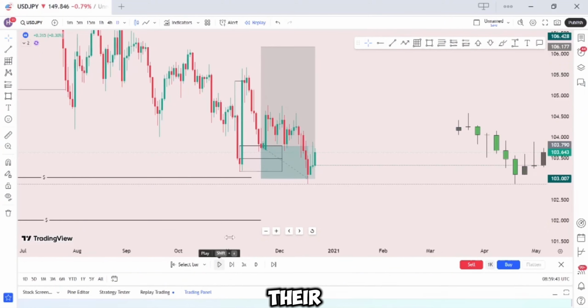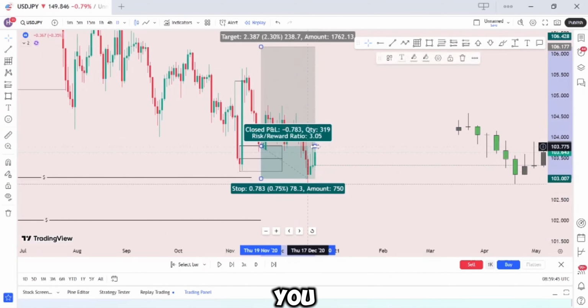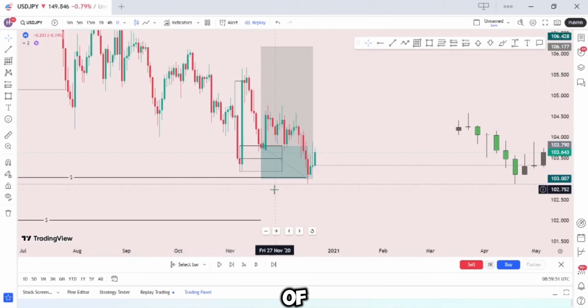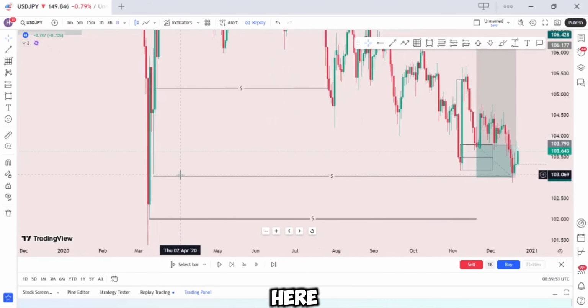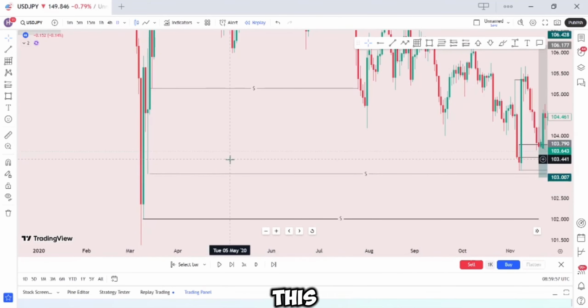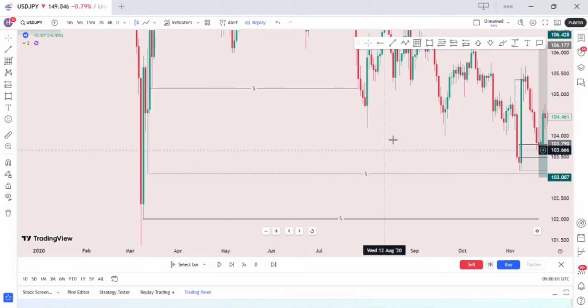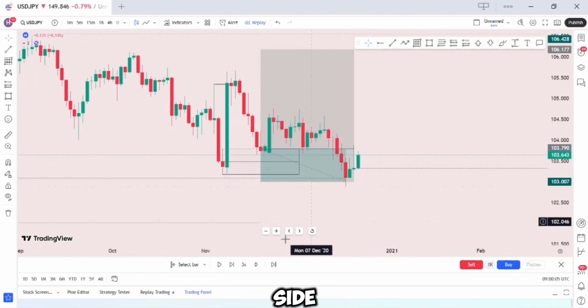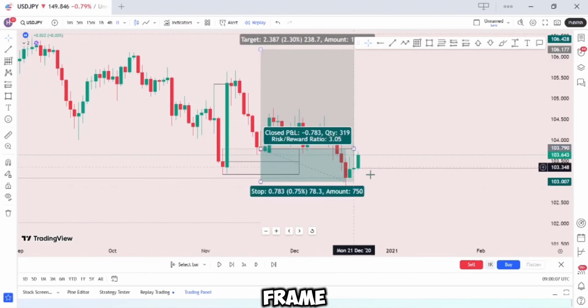In most cases, their stop loss gets hit. You see, their stop loss gets hit, and you can see that over here we had a sweep of this low right here. After the sweep we are making a push to the upper side. So in the lower time frame we have a confirmation.